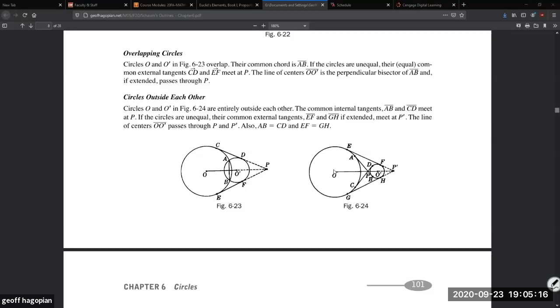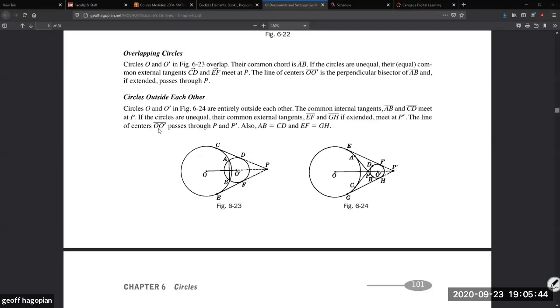So if you have two circles that don't touch at all, then they have, what do we call these things? Internal tangents, AB and CD, meet at P. If the circles are unequal, their common external tangents, extended, meet at a point P prime, right? So EF will also be congruent to GH, and if extended, those will meet at point P prime.